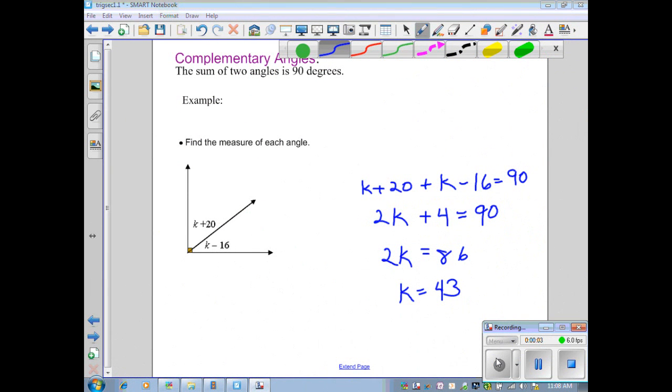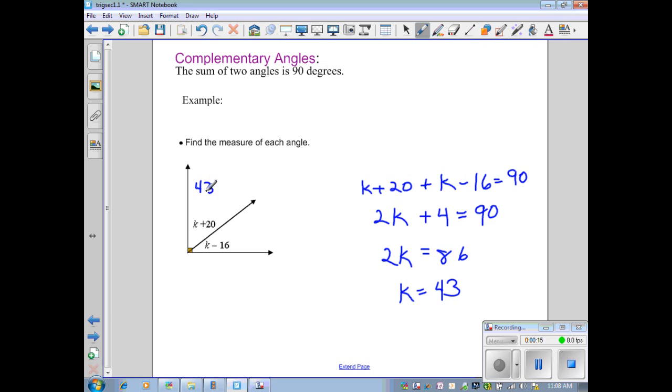Now that I've found the value of the variable k is 43, all we need to do is substitute into our expressions that represent the angles, and then we'll find the degree of each angle. In this situation, 43 plus 20 gives me 63 degrees. Knowing that these are complementary, all I need to do is take 90 minus 63, and that will give me the other angle, which is 27 degrees. Or I could substitute into the expression, 43 minus 16, and still get 27 degrees.